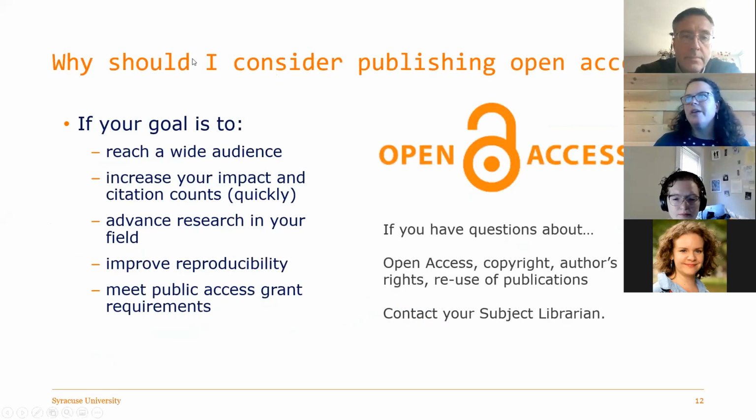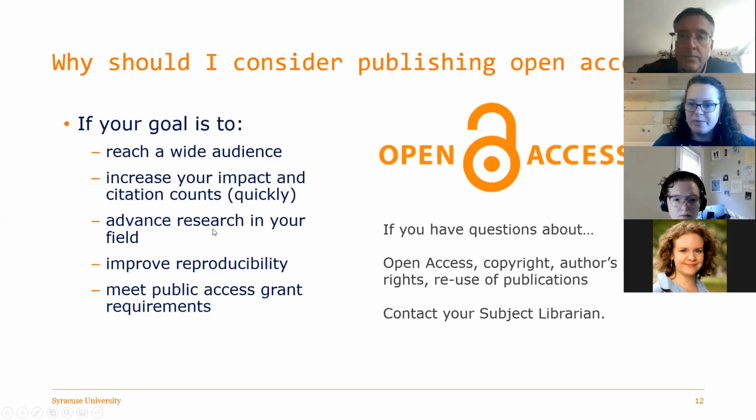Okay. So I think I probably made this point already, but why should I consider publishing open access? If your goal is to reach a wide audience, increase your impact and citation counts quickly. Because open access journals aren't behind that paywall, more people are going to have access to that information. It may help to advance research in your field. For example, if you're in a science or medical field and you try to publish something, but people can't get to it because it doesn't become available until a year later, then people are missing your research, and it may be key or critical research.